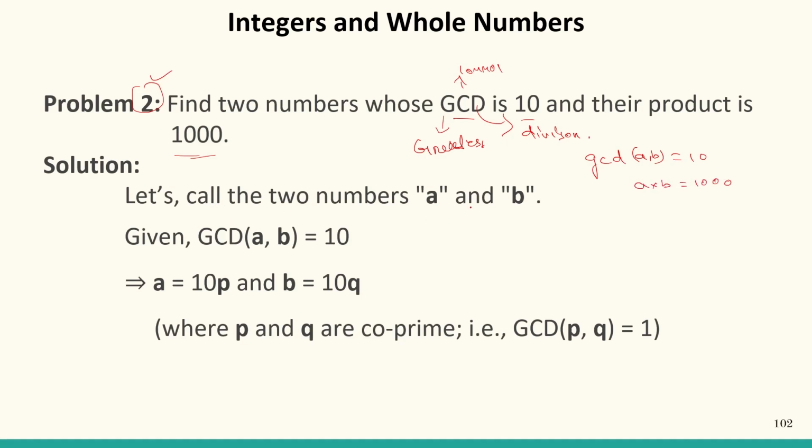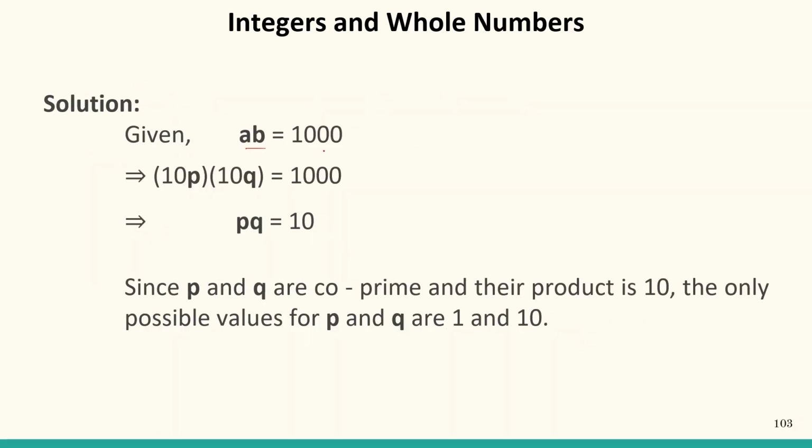So we assume those numbers to be A and B. Then A is equal to 10 into some P, and B is equal to 10 into some Q, since their GCD is 10. Since it is a common divisor, it divides both A and B. Let the quotients be P and Q when divided by 10. So P and Q are co-prime, so the GCD of P and Q will be 1.